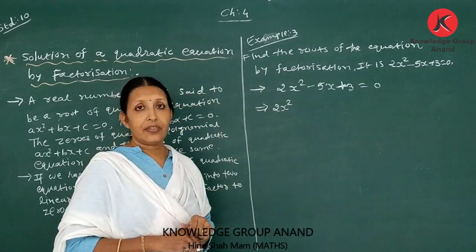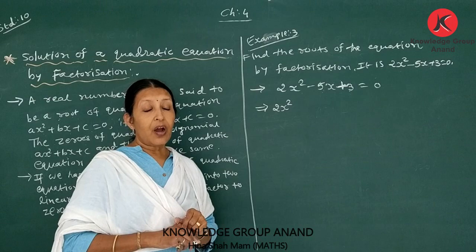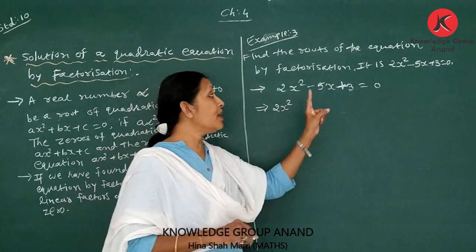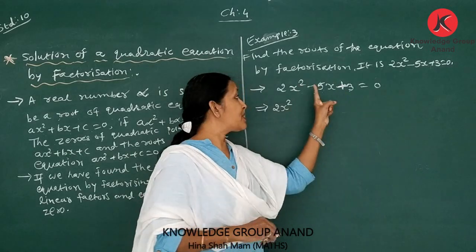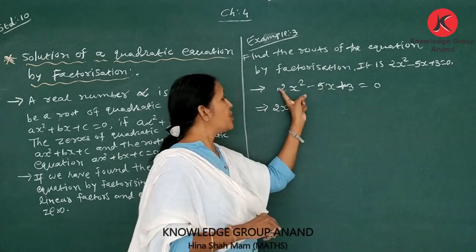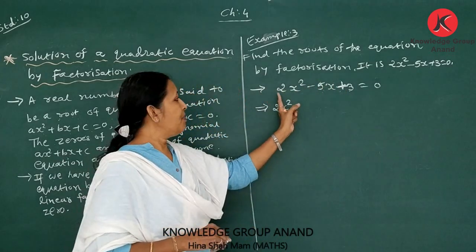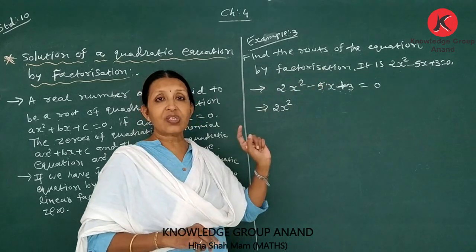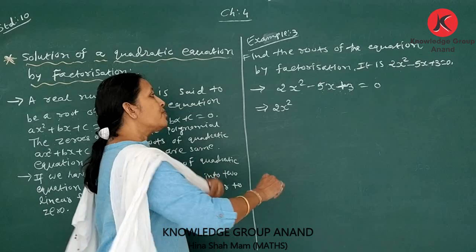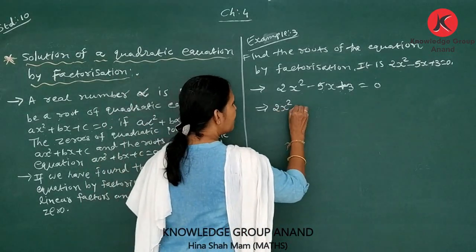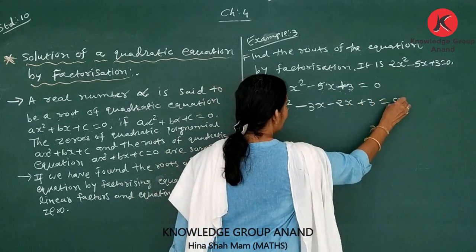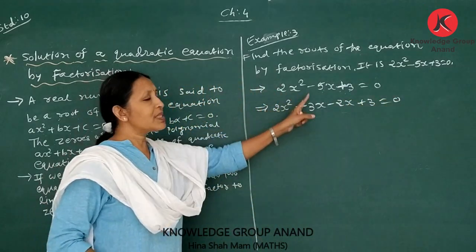3 times 2 is 6, and 3 plus 2 is equal to 5. Or 6 times 1 is 6, and 6 minus 1 is equal to 5, but here it is plus, not minus. Don't look at this sign; first see the multiplication of both terms. Its sign becomes positive, 6x square. Therefore we write 2x square minus 3x minus 2x plus 3 equals 0.